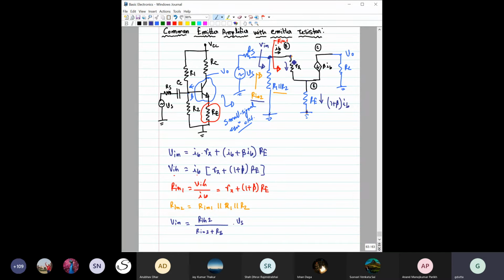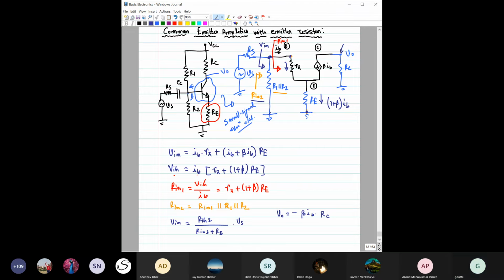And we are able to connect, means we are able to relate this V in with this VS, right? With the known parameters. Okay. Now, what is V out? If you have to now find what is V out, V out is equal to minus beta IB into RC, right?